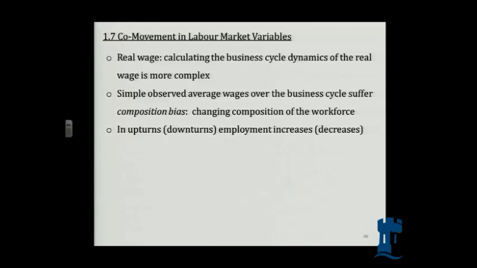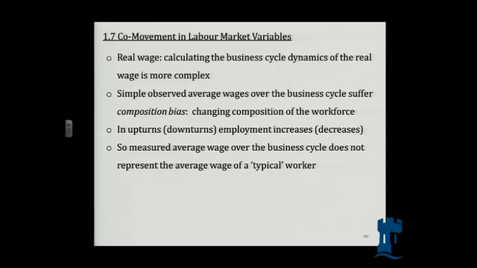So the average wage goes up, even in a recession, not because the wage among people continually employed has increased, but because the group who you're taking the average over has lost a load of low-wage people who fall out of that average. So there's a composition bias.